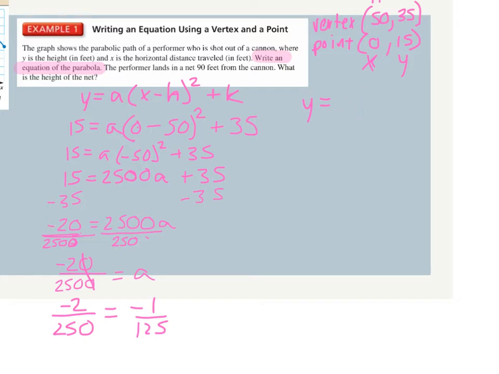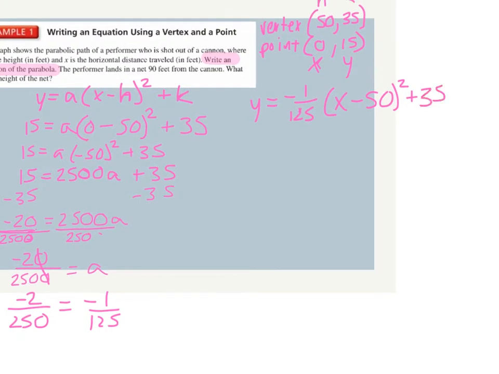So our a is negative 1 over 125. And then we multiply that times x, and we just plug in our h and our k. So we have minus 50 squared plus 35. So this is our equation of the parabola. Any questions so far?